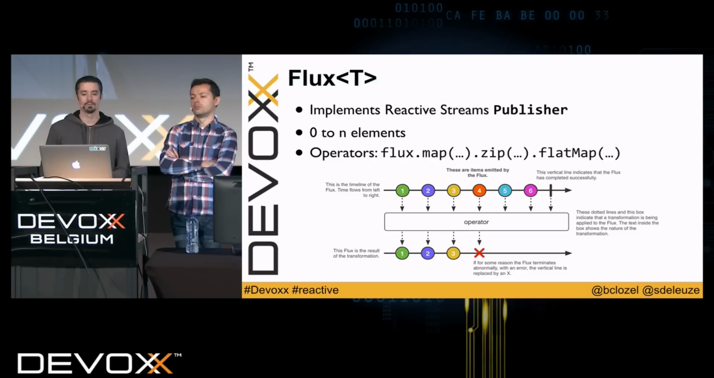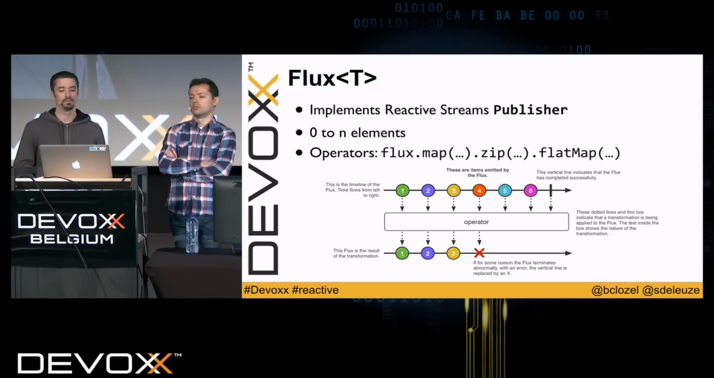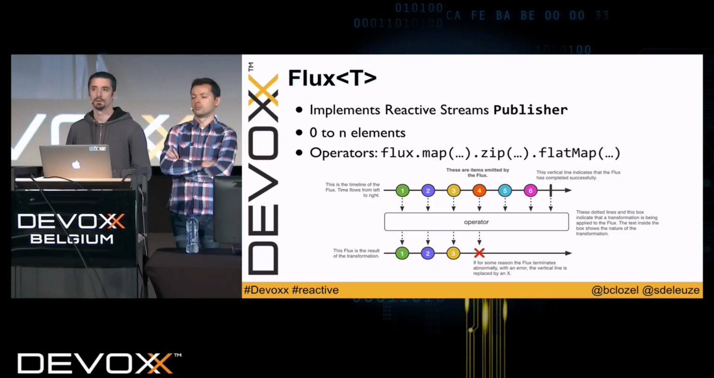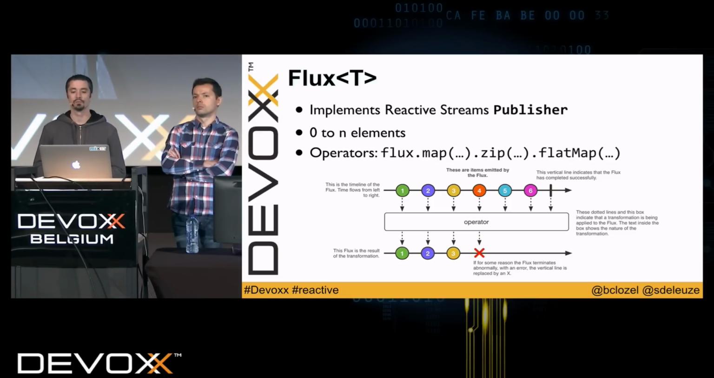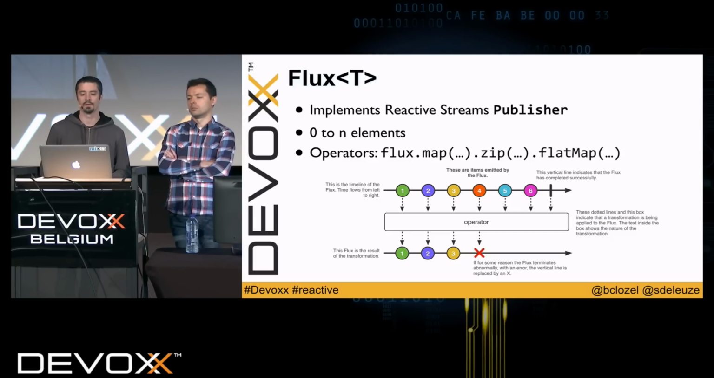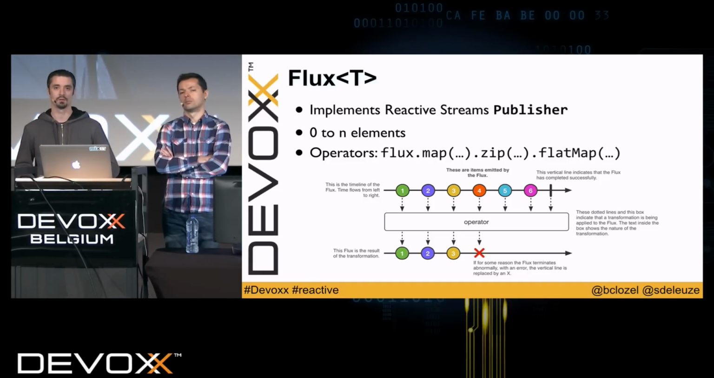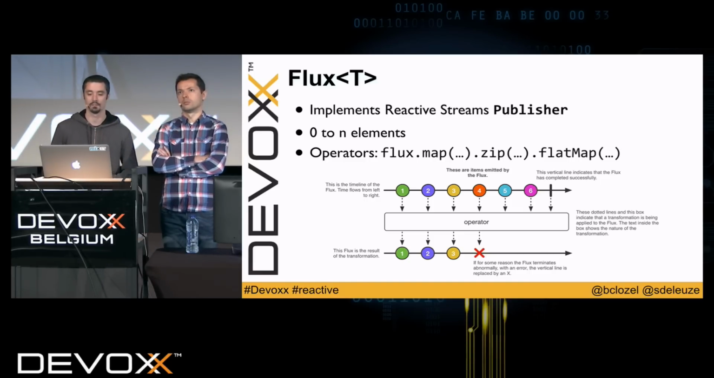So at the top you see the timeline and the time flows from left to right. You see the various elements 1, 2, 3, 4, 5, 6 that are incoming in the transformation in the operator. The vertical line indicates that the flux has completed successfully, and when you have a red cross like below, that's because an error signal is emitted.